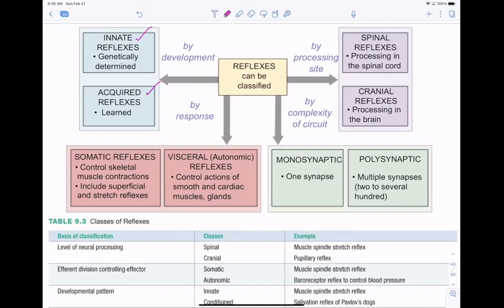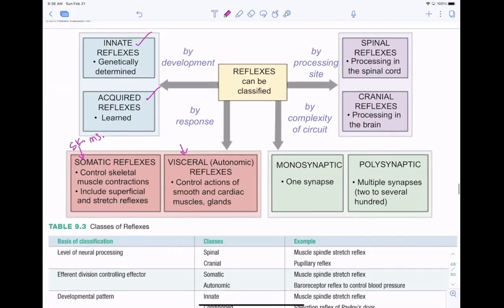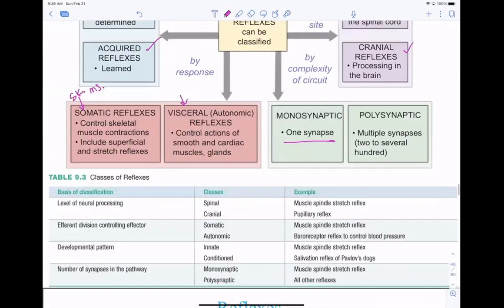And they can be somatic. So somatic is skeletal muscle. Visceral is going to be like vomiting, or certain smells can cause vomiting, or your heart rate can go up if you see something stressful, right? So we acquire visceral reflexes. They could be cranial or spinal, meaning they're initiated or controlled by cranial nerves or spinal nerves. And they can be very simple, one synapse, or they can have a lot of synapses.